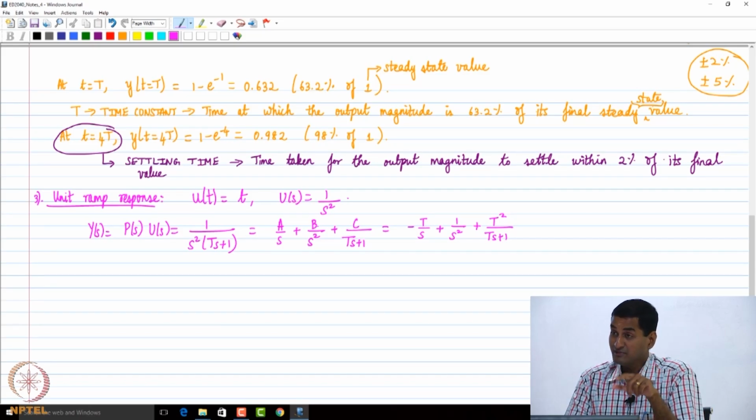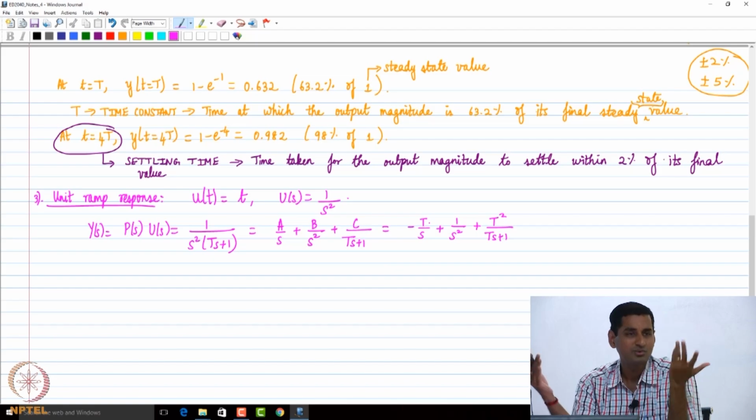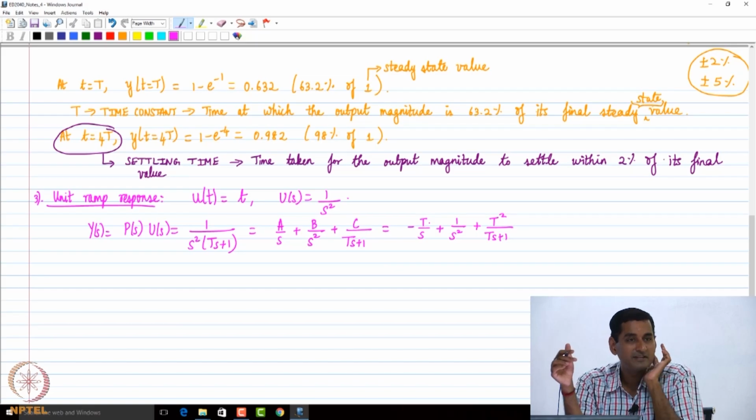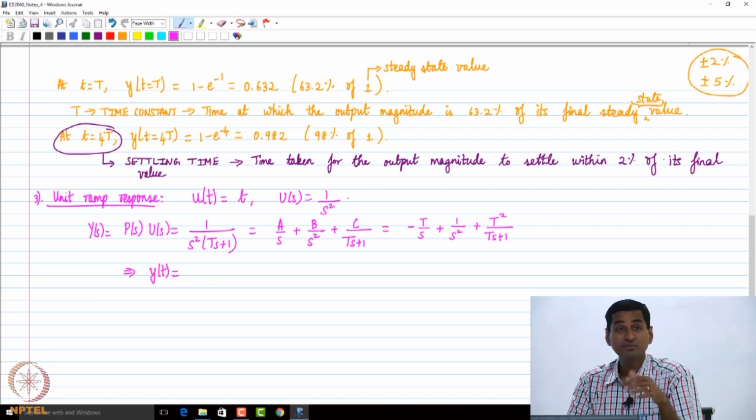Of course, you can find B readily because you multiply both sides by S squared, substitute S equals 0, you will get 1. For finding A, you will substitute any other value of S. See, we have used 0 and minus 1 over capital T, right. You can use plus 1 over capital T or 1 or 2, whatever other value of S that you can think of, and I am sure you will get A to be minus capital T. Am I correct? Right.